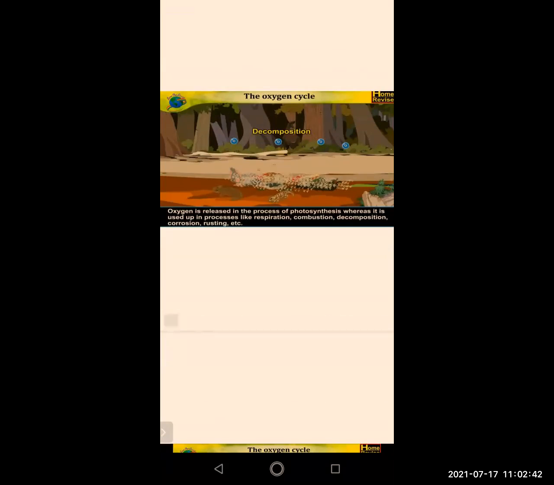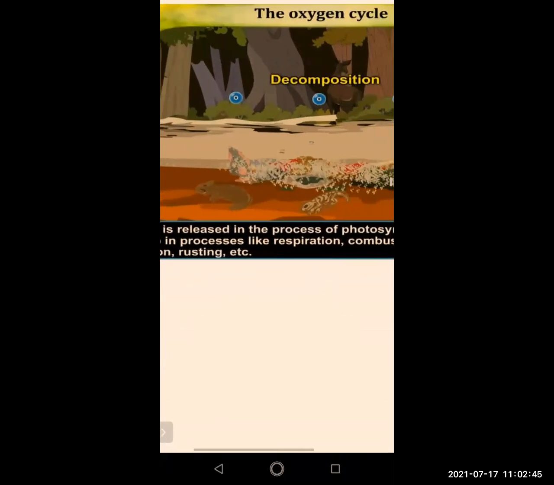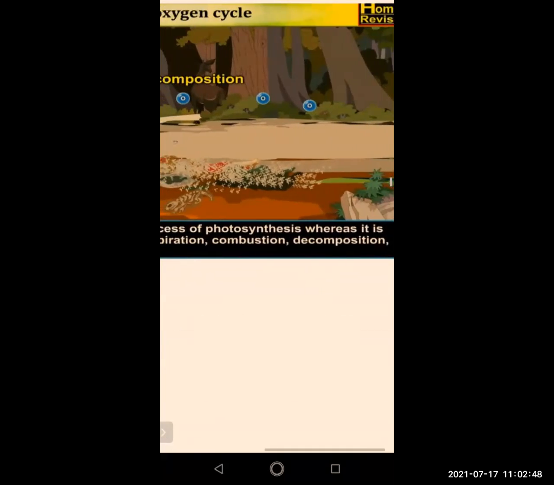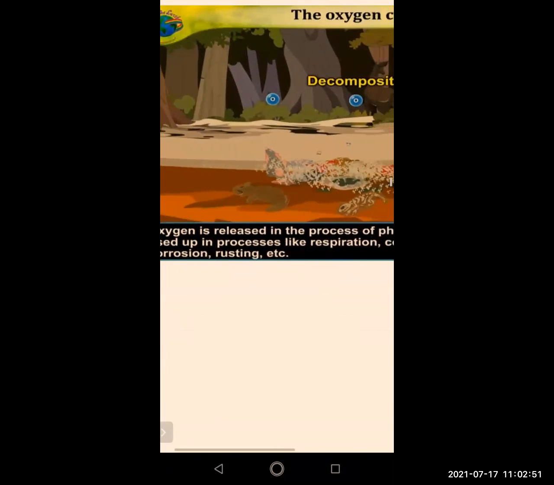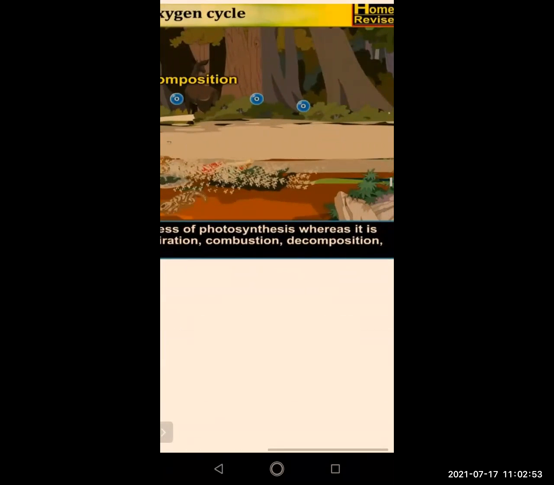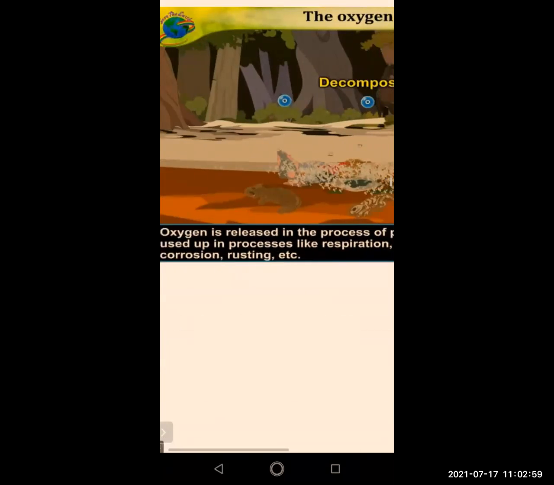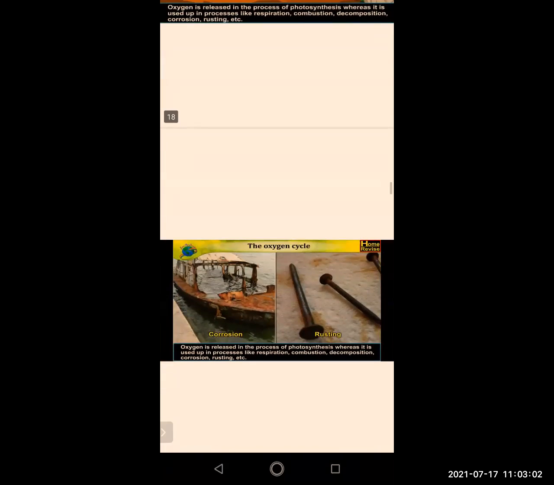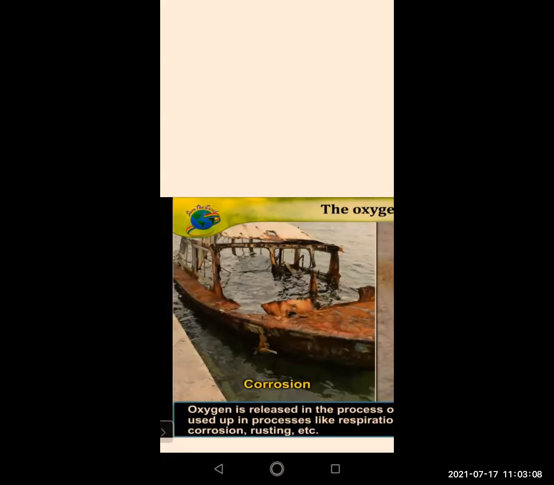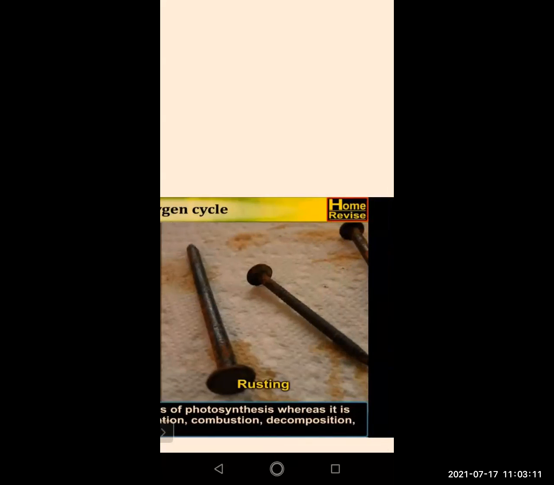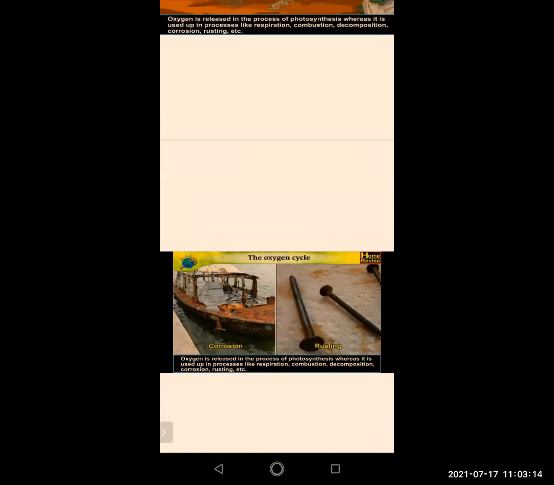Look here, decomposition. Oxygen is released in the process of photosynthesis, whereas it is used up in processes like respiration, combustion, decomposition, and corrosion. Combustion means the burning process. Corrosion and rusting: corrosion means, जंग लगना. किसी धातु को जब जंग लग जाता है उसे हम corrosion बोलते हैं. Rusting भी आपको पता है. Oxygen is used up in respiration, combustion, decomposition, corrosion, and rusting, etc.